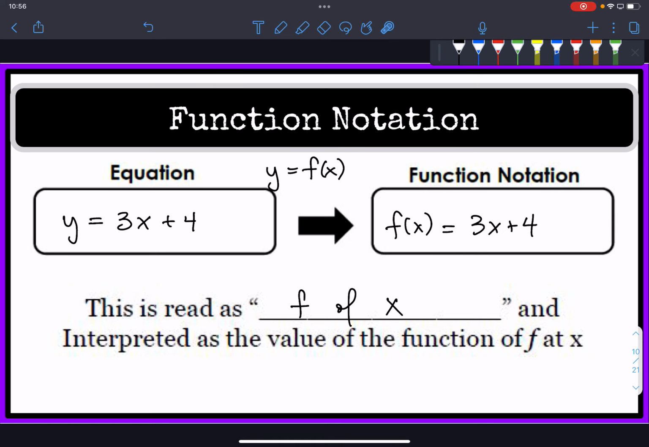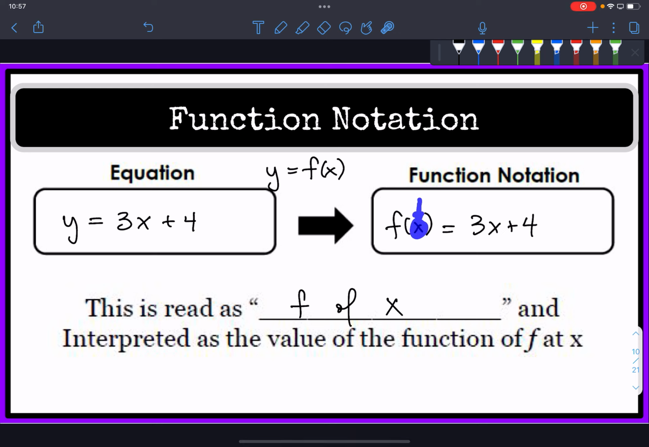Now f is just the name of the function, x is the input variable. So replacing f with another letter like h, g, or w is just simply changing the name of the function.